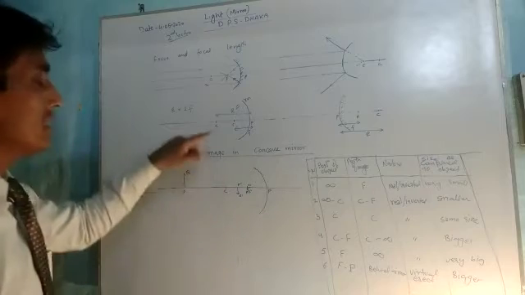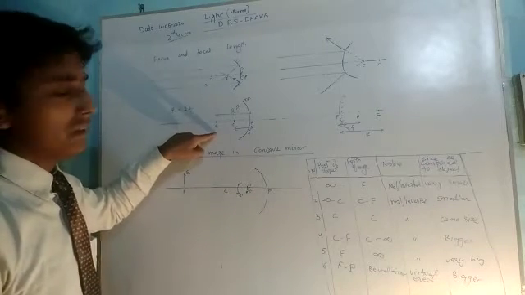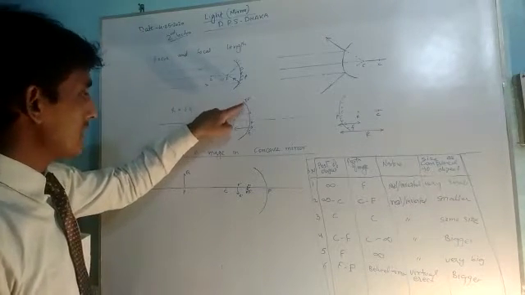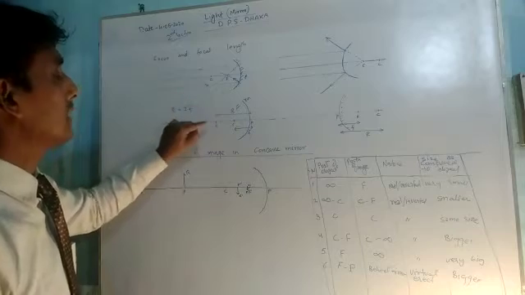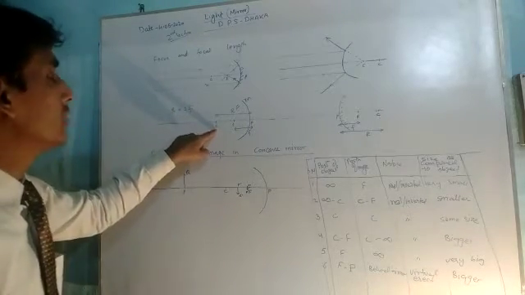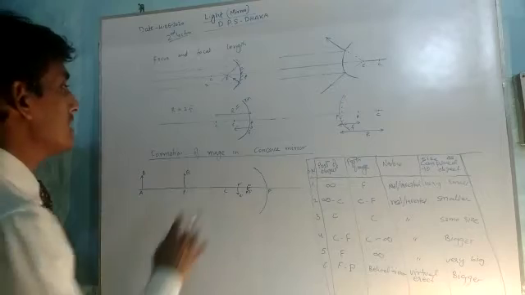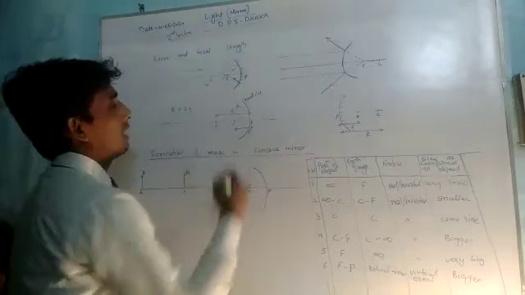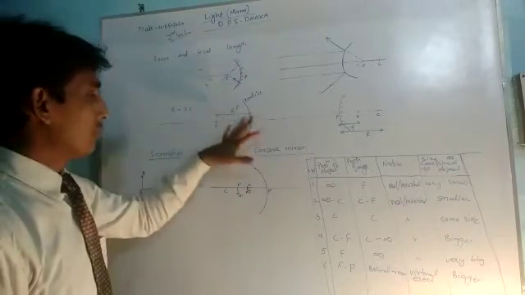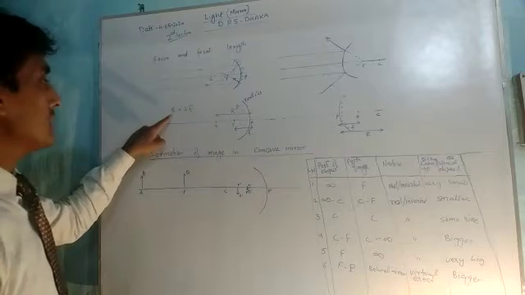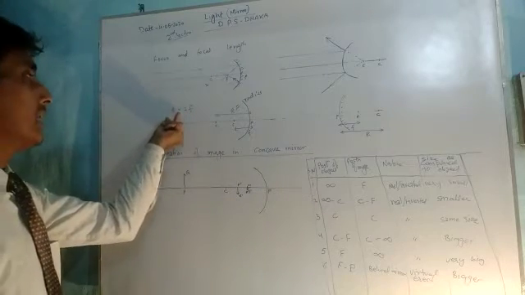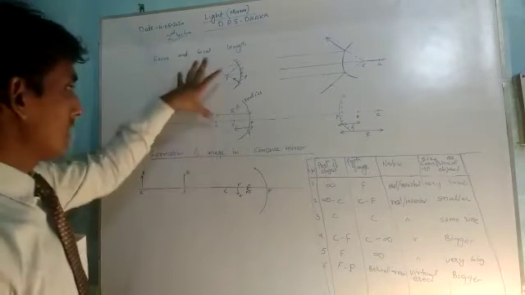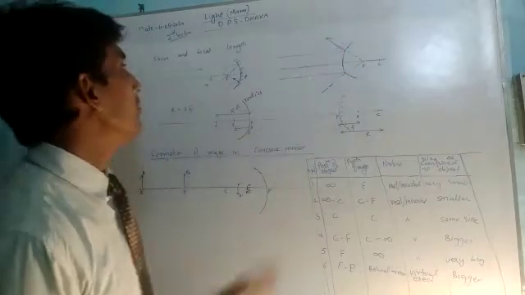We already discussed what is center of curvature. Center of curvature is the point which is the center of the sphere of which the mirror is a part. That point is called center of curvature and denoted with the letter C. And the distance between center of curvature and pole of the mirror is called radius of curvature. And you know there is a relation between focal length and radius of curvature, that is R is equal to 2F. That is, radius of curvature is twice the focal length.